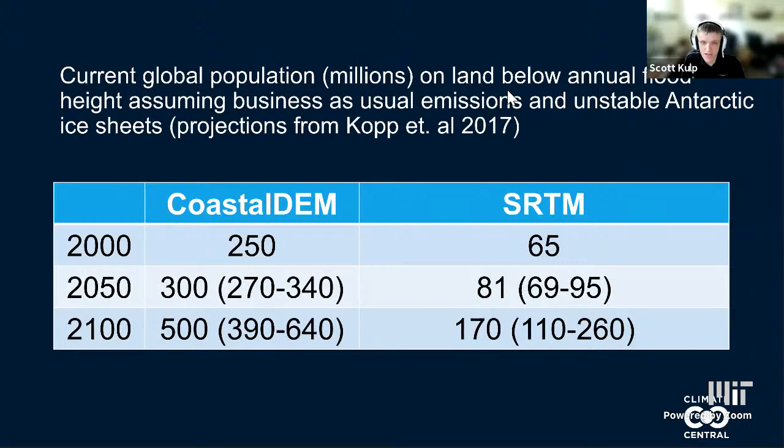Now this is the worst case scenario. This is the annual flood height, assuming no cuts to emissions, and also assuming that the Antarctic ice sheets are doomed to collapse. So here, this is the number of people today that are projected to be under the annual flood height. It's 250 million people, and by 2100, we estimate about 500 million people could be under this threshold.